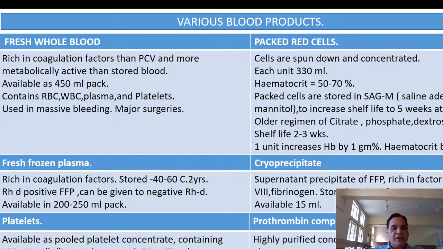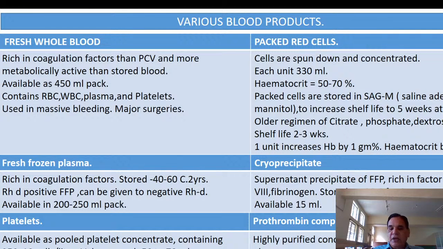The indication is thrombocytopenia, dengue fever. Same as FFP, but platelets are preferred whenever the platelet count goes below 50,000. Initially it was 1 million, then 50,000, and now people say only if it goes below 20,000, then give platelets.